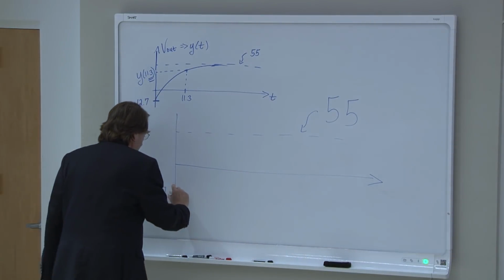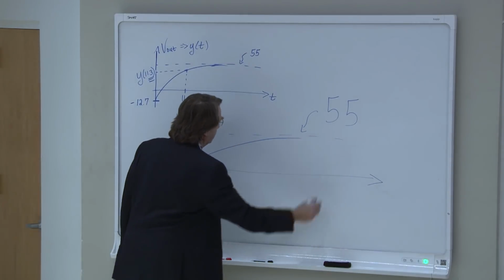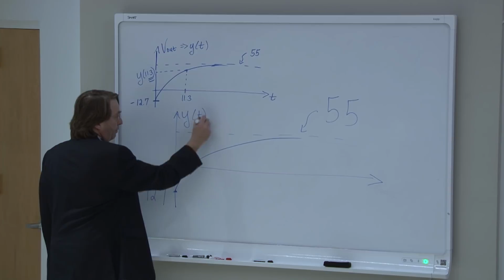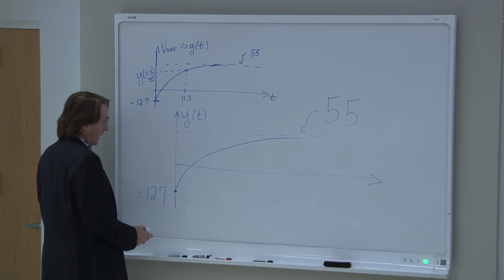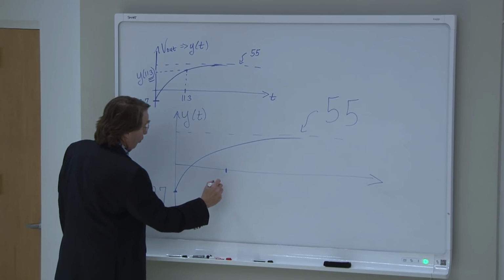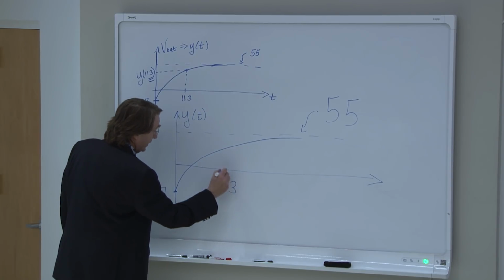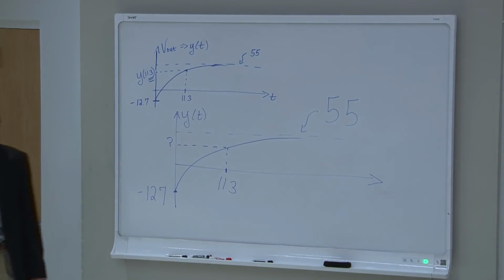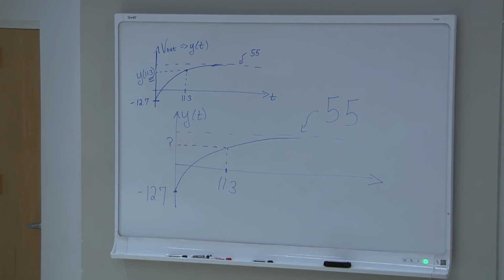We start here, and we asymptotically approach. This is y of t, which is the output, and we're looking at the value, let's call it here, 11.3 seconds. I want to know what that is. Thanks for the feedback, Sean.